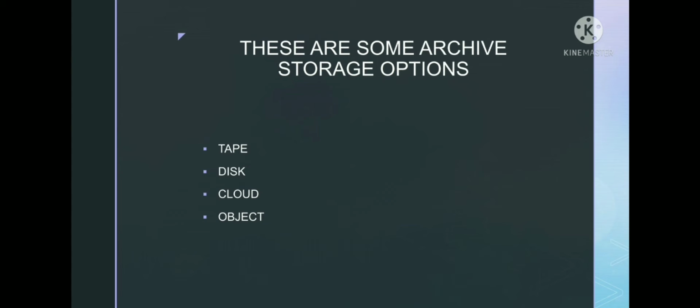Last is object. Object storage is an effective archival storage option because it has the ability to store large amounts of metadata, which is essential to easily access data. Object storage is also low cost and can store large amounts of data.